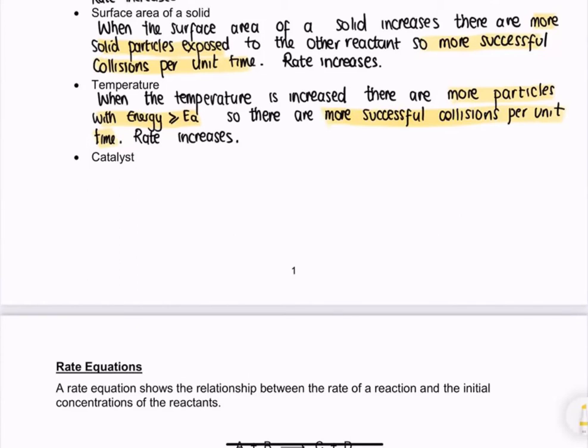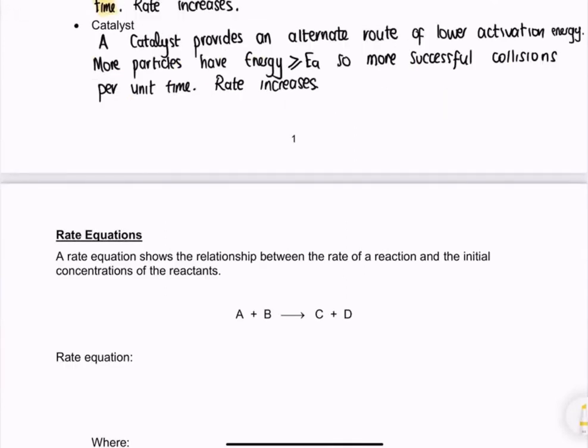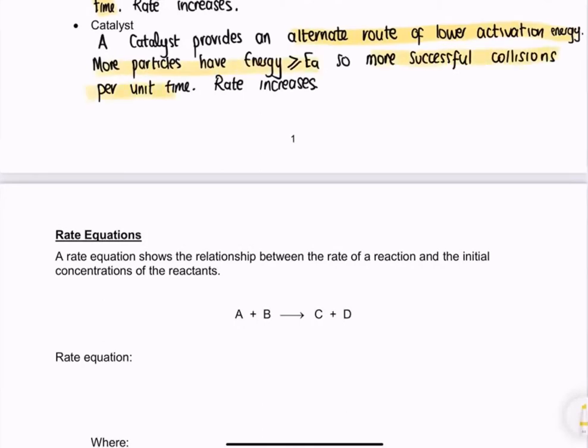So pause the video one final time and see if you can explain catalyst. And here we go for the final one. A catalyst is going to provide an alternate route of lower activation energy. So more particles have energy greater than the activation energy, and we've got more successful collisions per unit time.